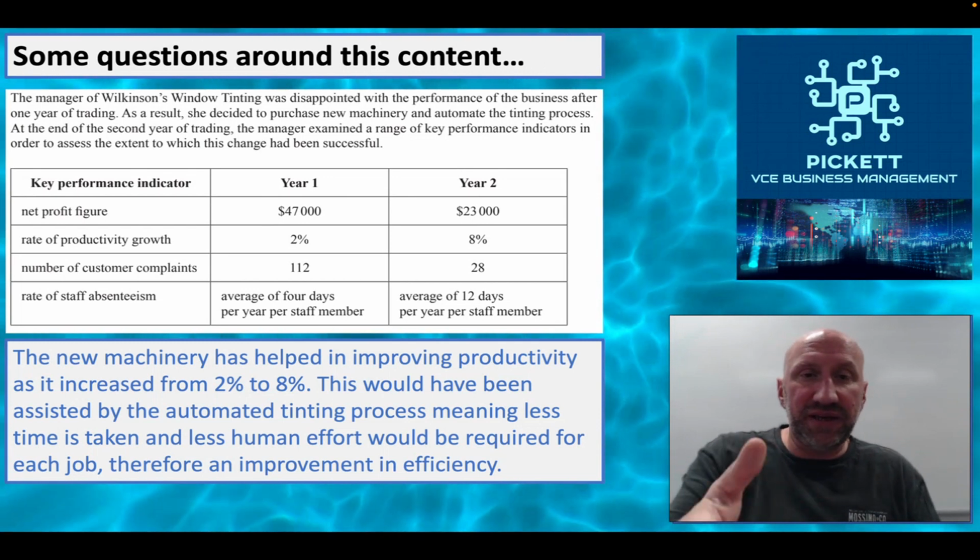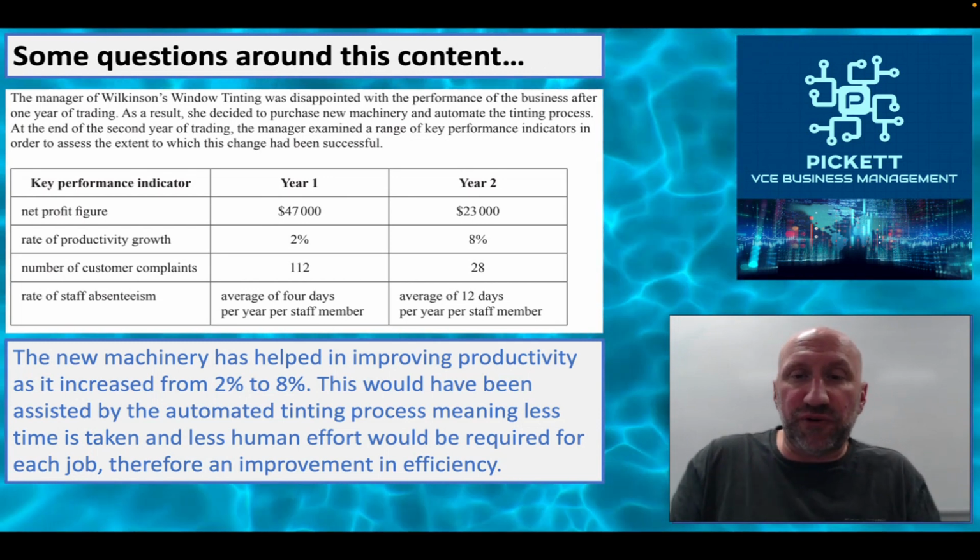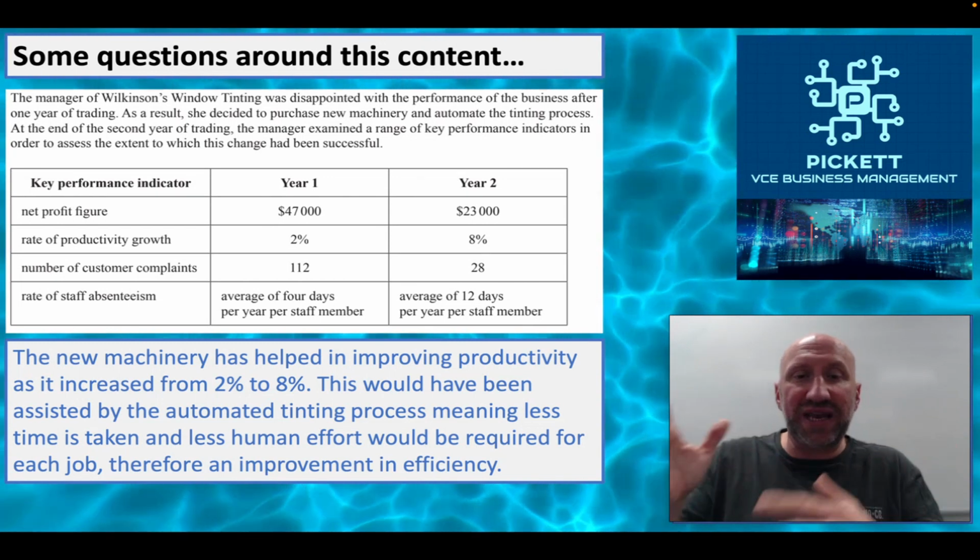Now, productivity. We've said new machinery has helped in improving productivity. It's increased from 2 to 8%.